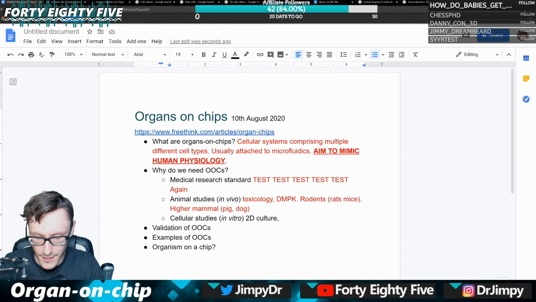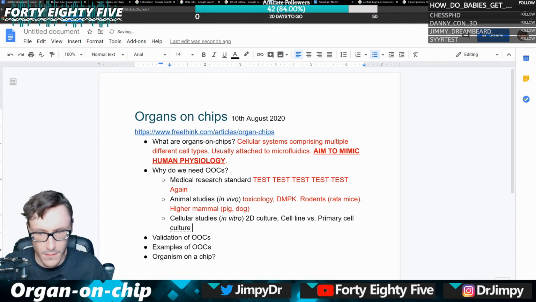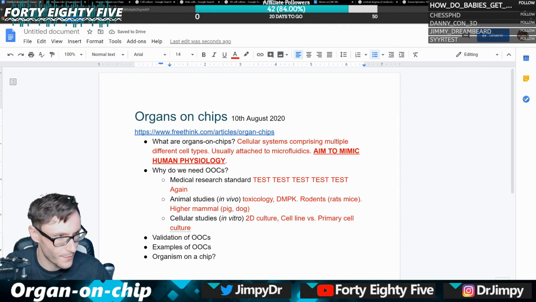I'll go through something that's a little bit more intricate, just because it adds a little bit of value. So in cell culture, you can generally split up cell culture into something called a cell line versus a primary cell. Now, we're still in the realm of 2D culture here. Okay, so we haven't gone 3D yet. We haven't gotten to the chip stage yet. We haven't done anything fancy. These are still just flat cells on a dish.